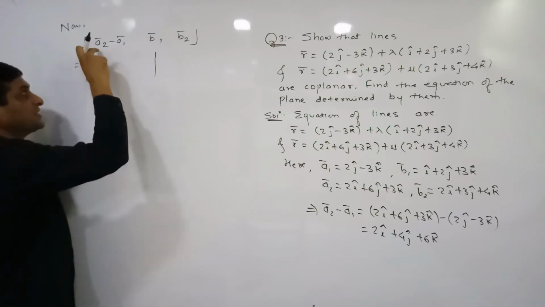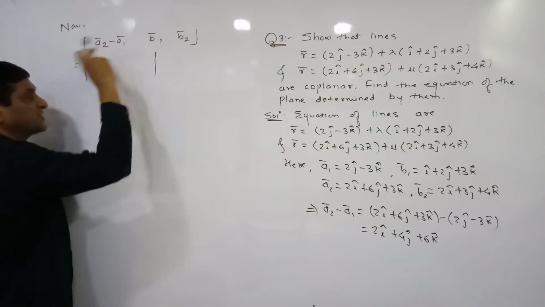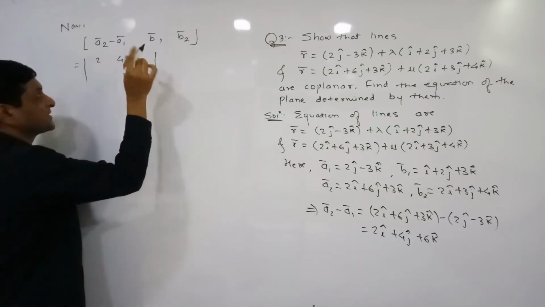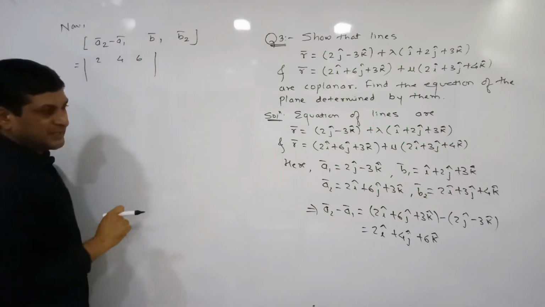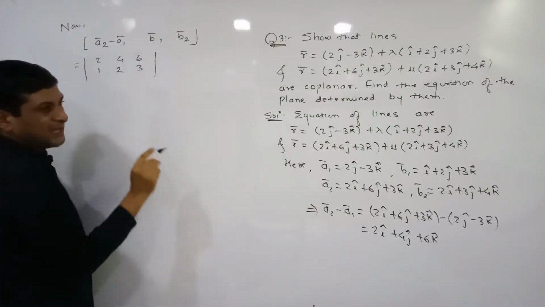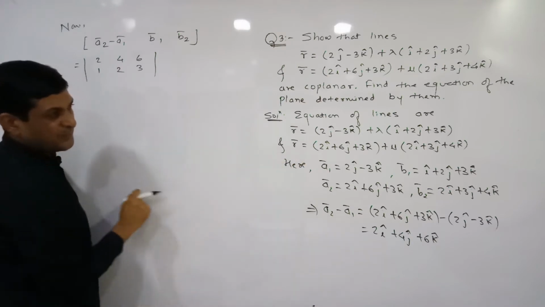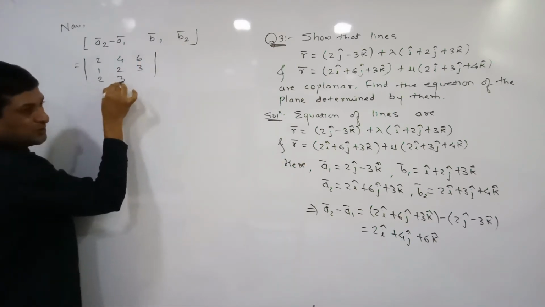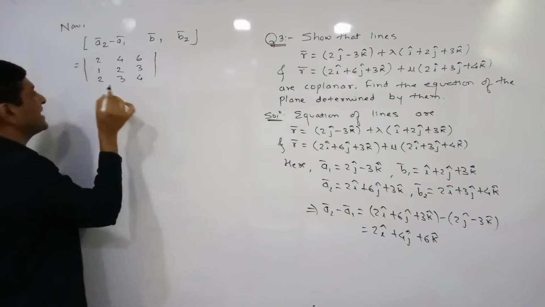The value of the box product can be found using what? Determinant. In the first row, write down the coefficients from the first vector. What are the coefficients here? 2, 4, 6. Then write down the coefficients from the second vector, that is B1 bar. So that is 1, 2, 3. And lastly, write down the coefficients from B2 bar, because the next vector is B2 bar. What are the coefficients? 2, 3, 4.